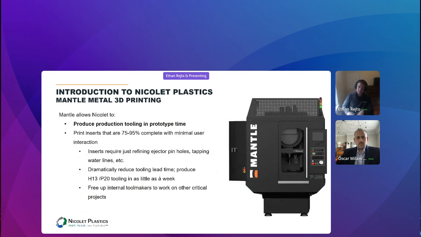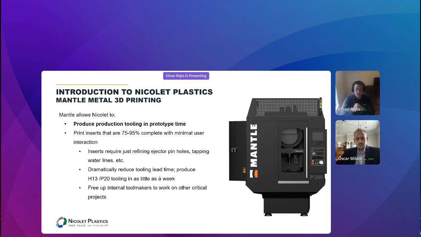So the reason Nicolay decided to invest in Mantle is they feel that Mantle allows them to produce production tools in prototype time, which is very interesting. They can print inserts that are 75 to 95% of the way complete with minimal to no user interaction. It takes about an hour of your time to put a part through the process.